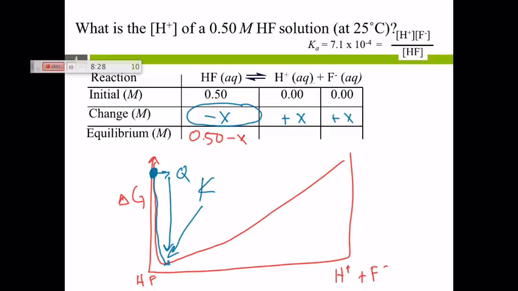0 plus X. So X. And F minus, we really don't care about, but it also would be X. I'm super confused now because it looks like at the table that H plus and F minus are both X. So you said it wasn't a 1-to-1 ratio. I said it's not a 1-to-1 ratio between the amount of HF we start with and the amount of H plus we generate. Maybe I misheard what you said.